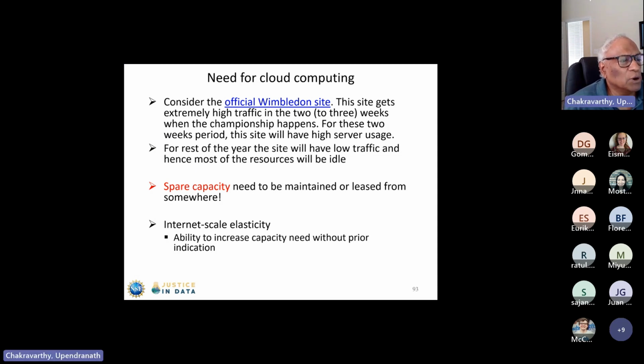So here is a good example to understand why those requirements came out. Consider Wimbledon. This gets played 2 weeks in a year, 3 weeks in a year. This site gets extremely high traffic in those 2 or 3 weeks. When the championship happens for these 2 weeks, this site will have high server usage. For the rest of the year, the site will have low traffic and hence most of the resources will idle. So this is the problem. The problem is the spare capacity. You have to provide capacity for the maximum usage, but the maximum usage is not constant.